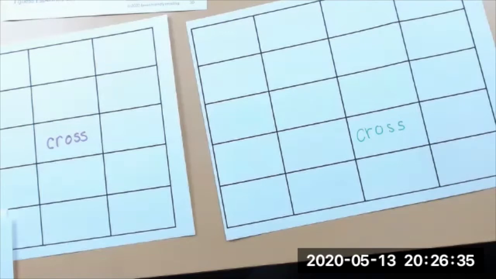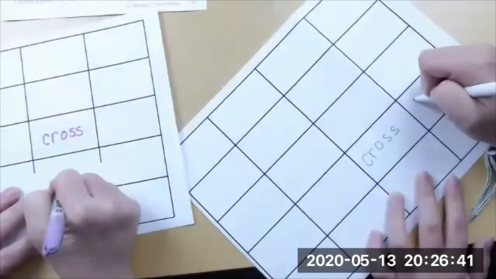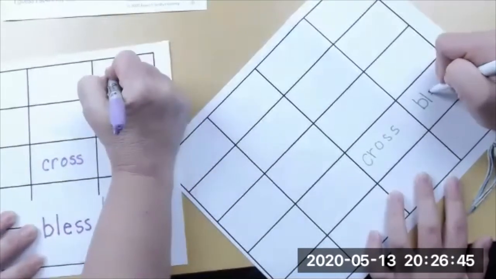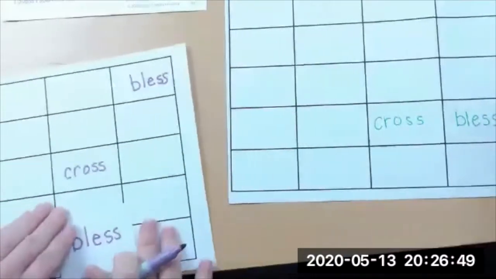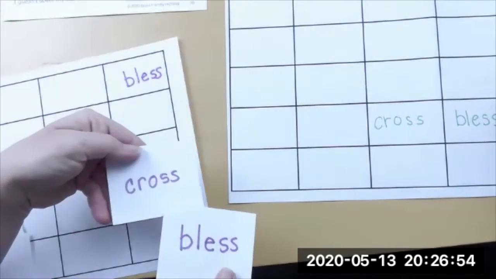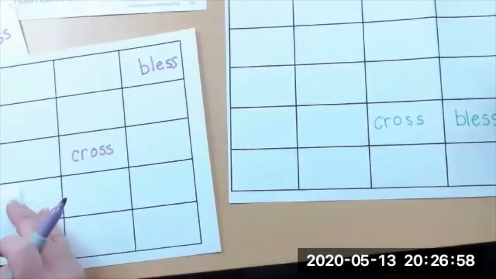Bless. B-L-E-S. Bull S. Mm-hmm. I like how you're putting it on your arm. Bless. Yeah, and you can choose wherever you want to put it. And I'm making our deck of cards we're going to use. All right, the next word is staff. Staff.